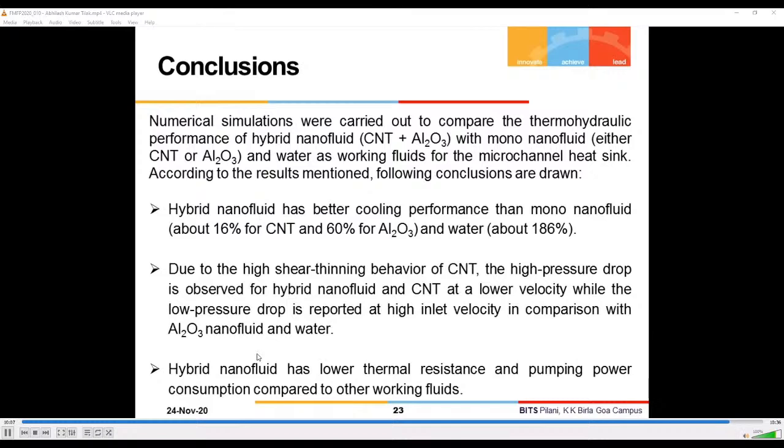Due to high shear thinning behavior of CNT, the high pressure drop is observed for hybrid nanofluid at lower velocity, while the low pressure drop is reported.